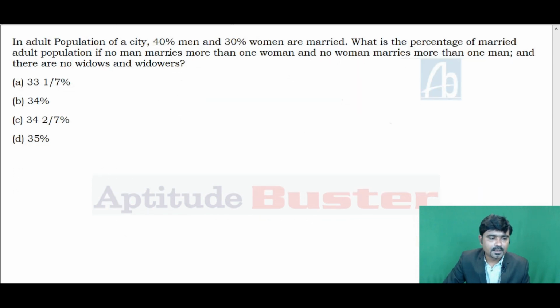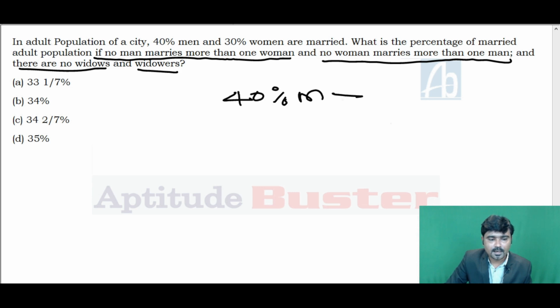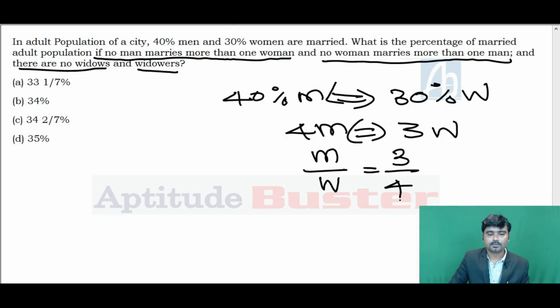The very important condition is if no man marries more than one woman, no woman marries more than one man, and there are no widows and widowers. Here 40% of men and it is given 30% of women, right? Okay, 4 men and 3 women. What's the ratio? Men and women ratio is 3:4.